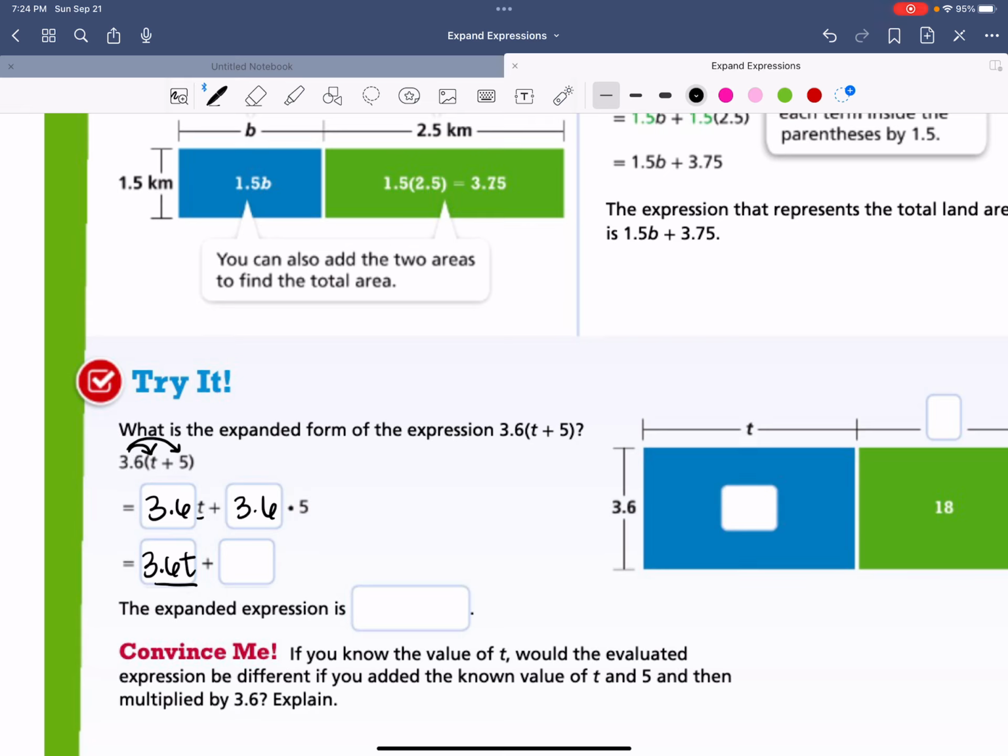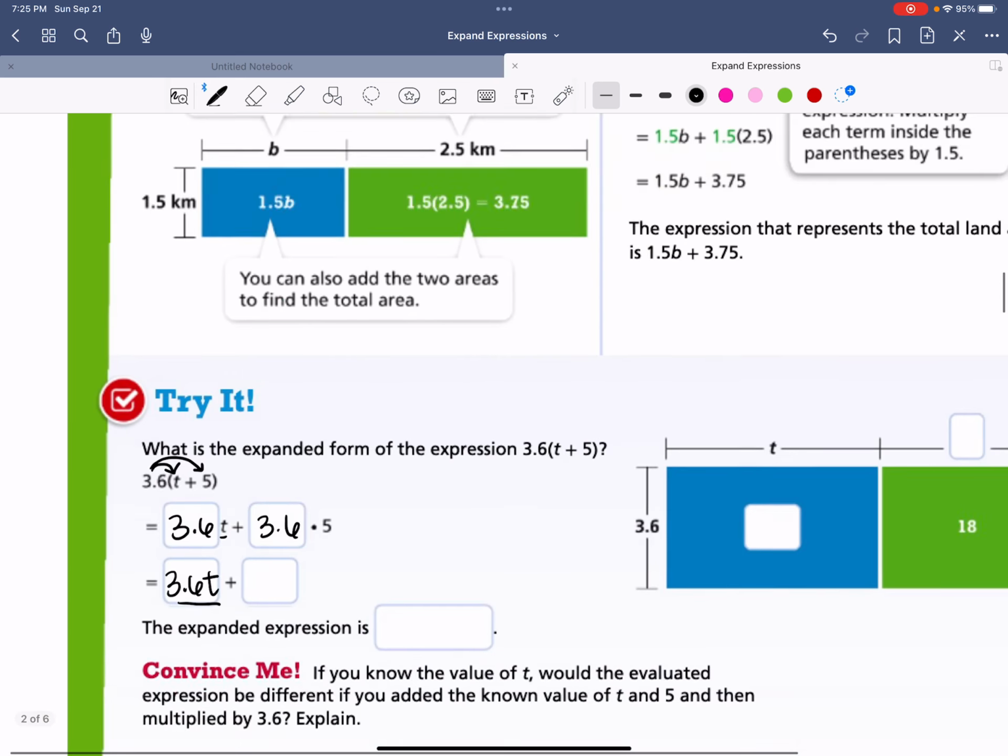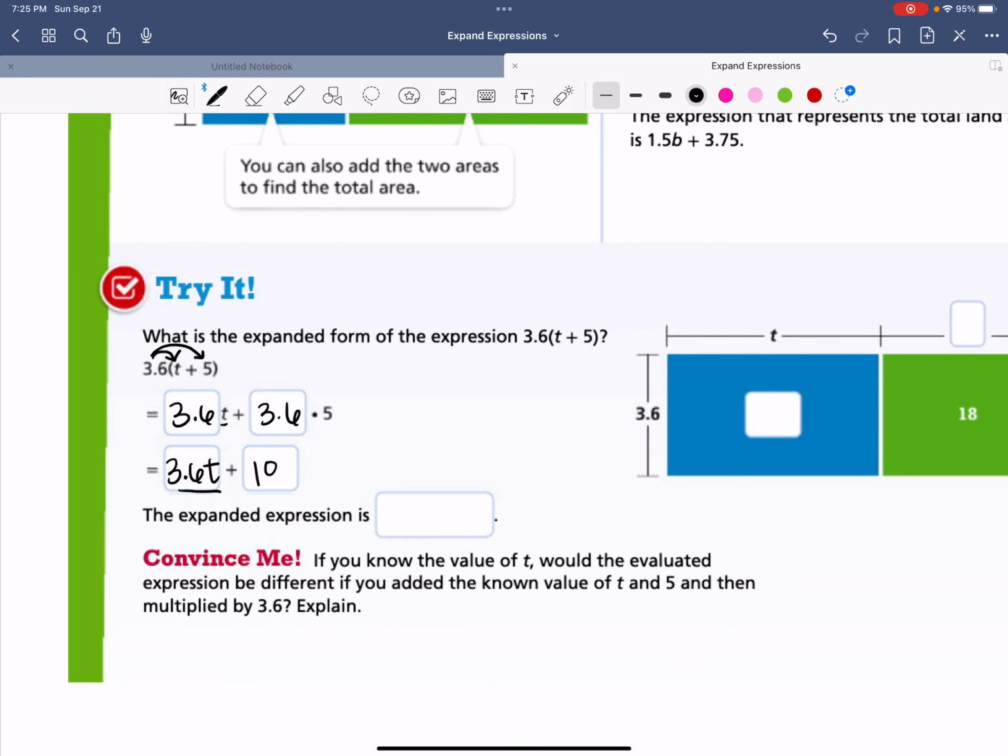Then I have to multiply 3.6 times 5, and when I do that, I get 18. So the full expanded expression would be 3.6t plus 18. There's nothing else I can combine. There are no other like terms. I have one variable and one constant, so I am done.